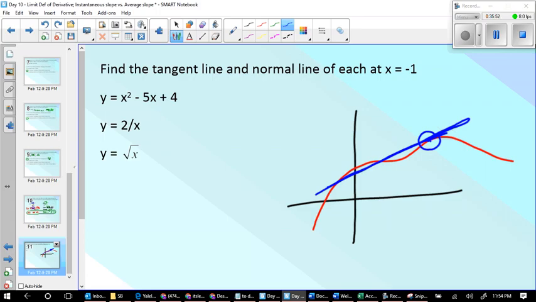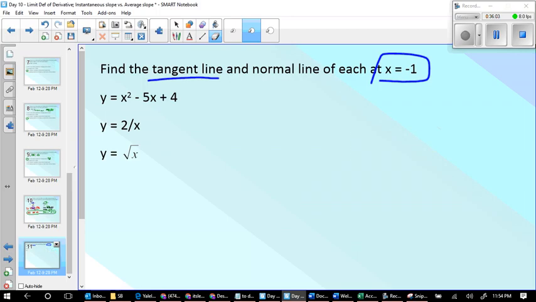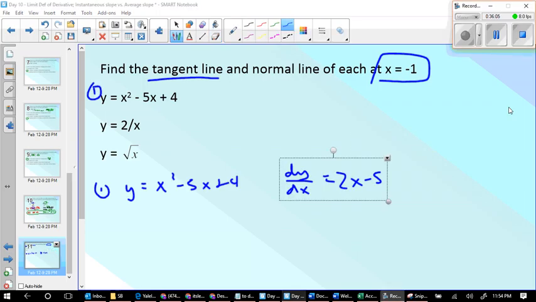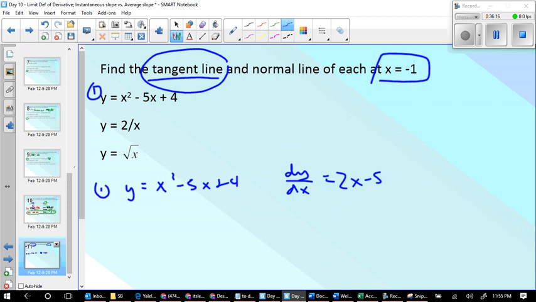Okay, so find the tangent line of each of the following at x equals -1. You should have each of these derivatives from earlier. Right, this was the derivative for that first problem from earlier. And so again, I want it at x equals -1. Well, to find the equation of a line, I always need what? I need a point and I need a slope. Okay, so let's make sure we identify a point. Well, it gives us an x value, so how do I find a y value?